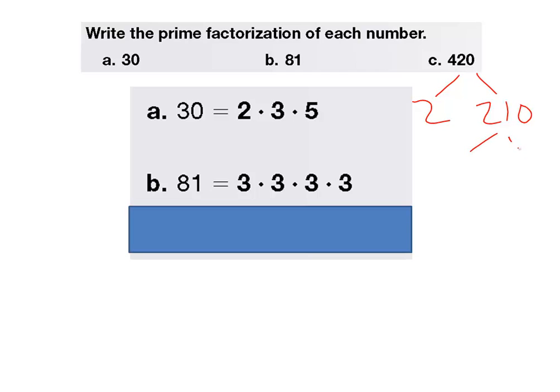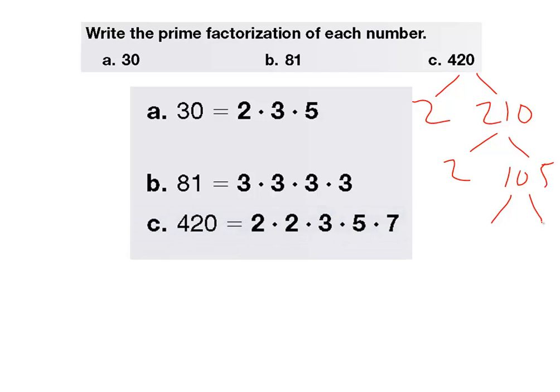Can you split this? Is this an even number? It is, so 2 and 105. Split that up. Just keep on going down. See if you can do C. You should have come up with 2, 2, 3, 5, and 7. C obviously was the harder of the 3.